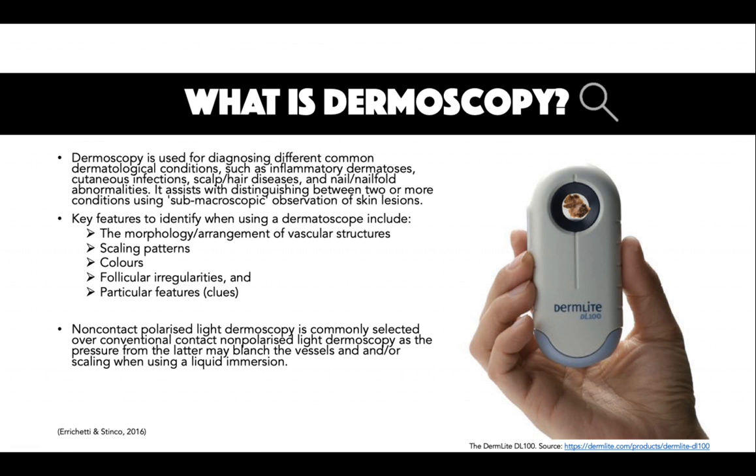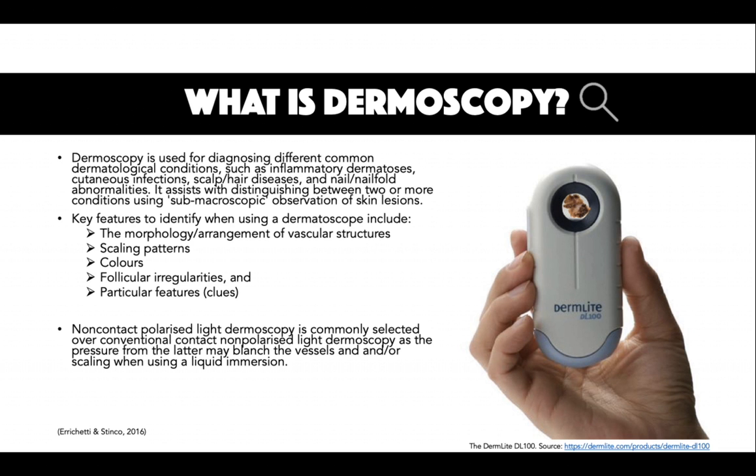The use of suitable equipment is required to effectively examine dermatoses. Non-contact polarized light dermoscopy is commonly selected over conventional contact non-polarized light dermoscopy, as the pressure from the latter may blanch the vessels and/or scaling when using a liquid immersion. However, conventional contact non-polarized light dermatoscopes are better for looking at superficial lesions and structures, including comedone-like structures.